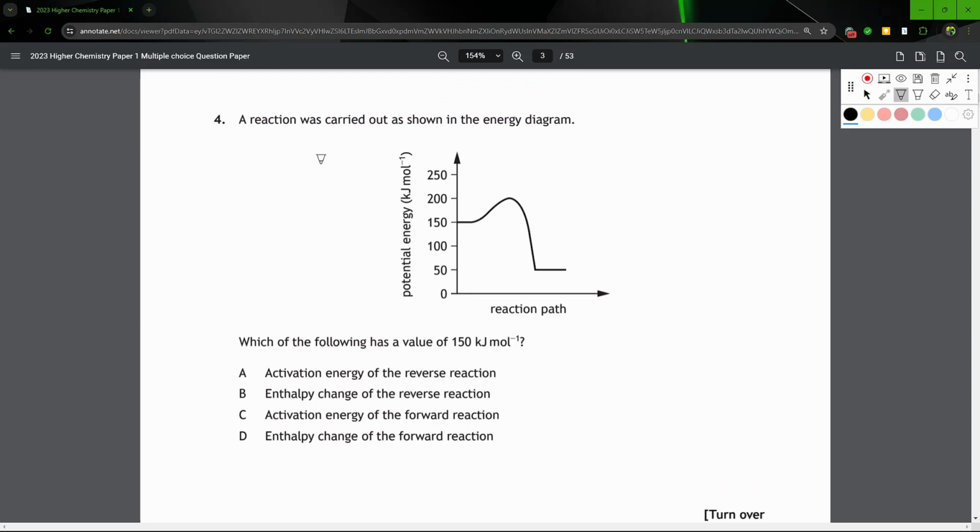A reaction was carried out as shown in the energy diagram. As you can see here, we start at 150 kilojoules per mole, and then we do our reaction, and then we go down to, looks like, 50 kilojoules per mole. And this will be an exothermic reaction because the amount of energy in the substance, the potential energy, has been going down, so it must have gone to the environment. So which of the following has a value of 150 kilojoules per mole?